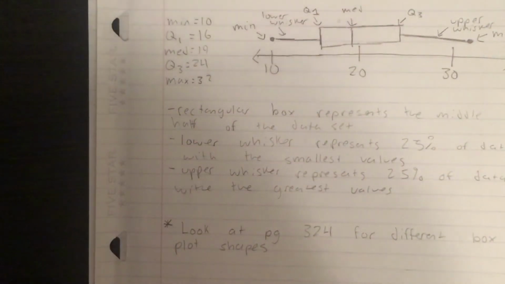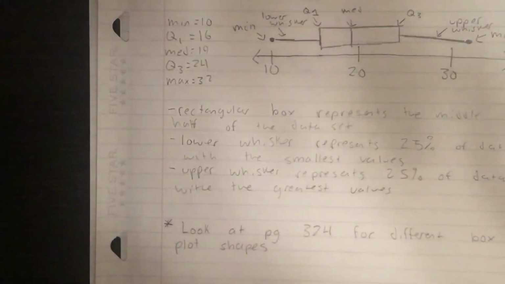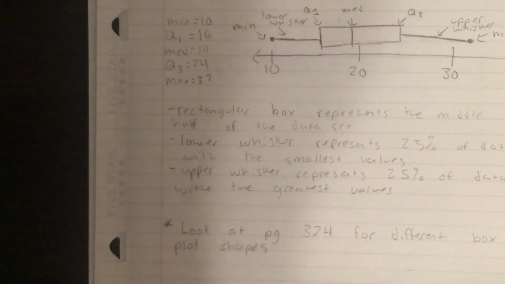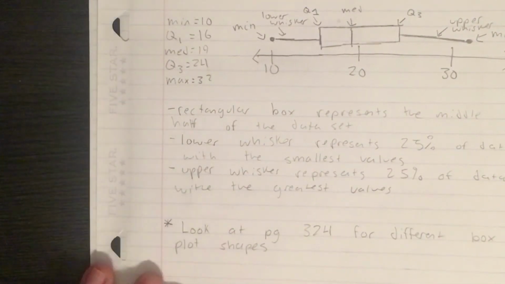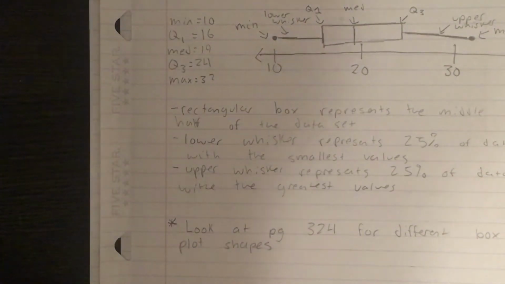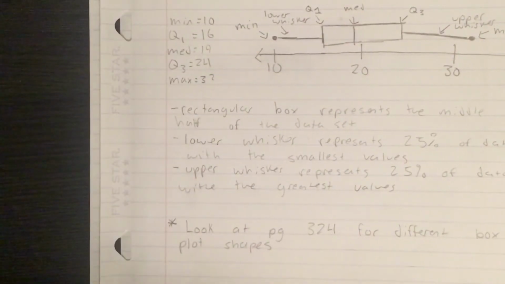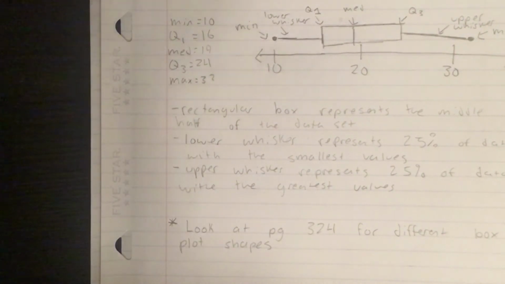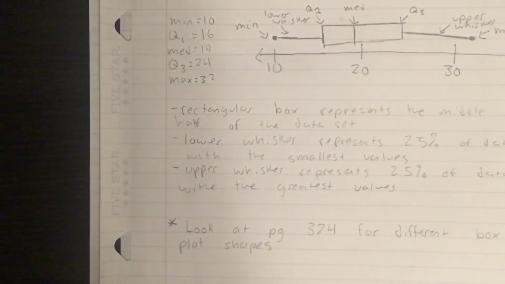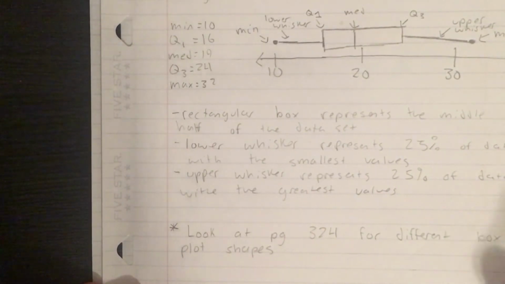If you need to look at the different types of graph shapes, we went over those last section, and I would go look at page 324 in that book. I did not feel like drawing all of those different shapes, I'll be honest, since my pictures won't be quite as good. So you can go look at those there.